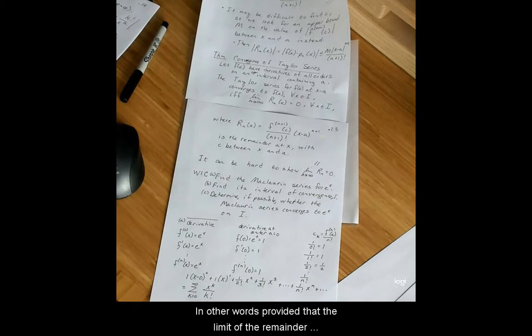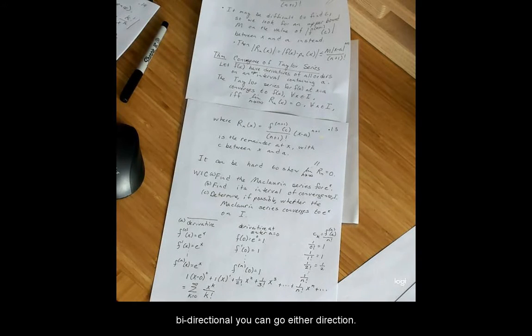In other words, provided that the limit of the remainder goes to 0 as n goes to infinity as we take larger polynomials, then the Taylor series generated by the function f centered at a will converge to the actual function that generated it. Now this is an if and only if, which means that it's bidirectional. You can go either direction.